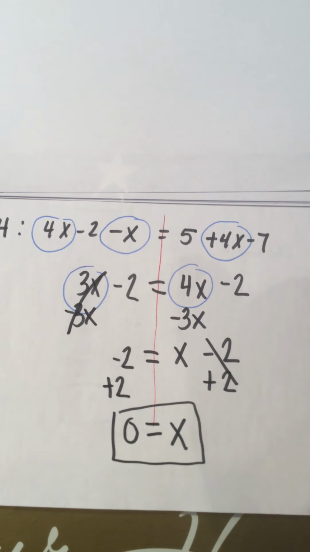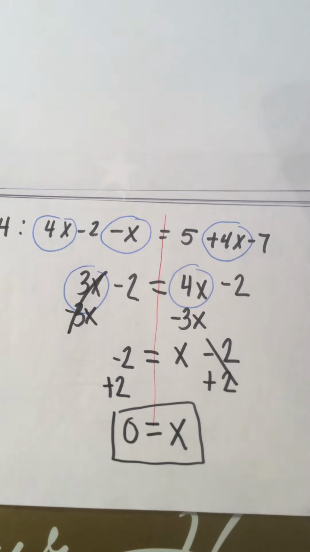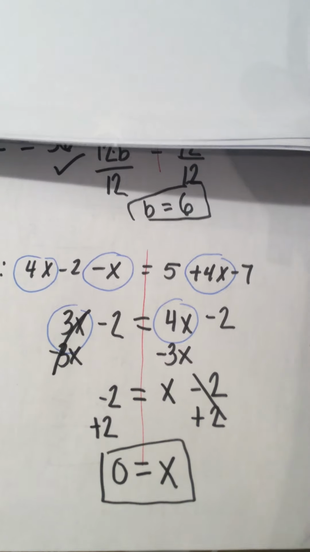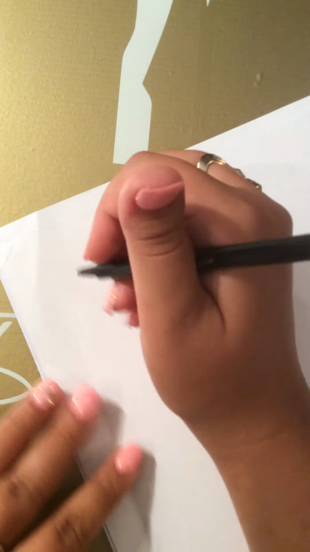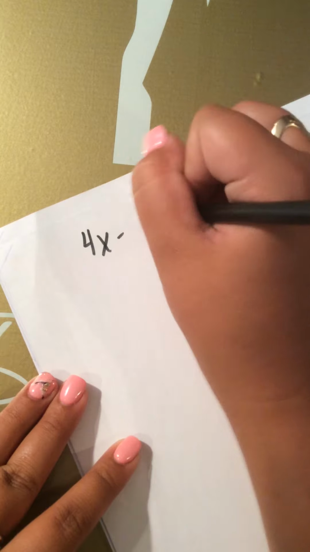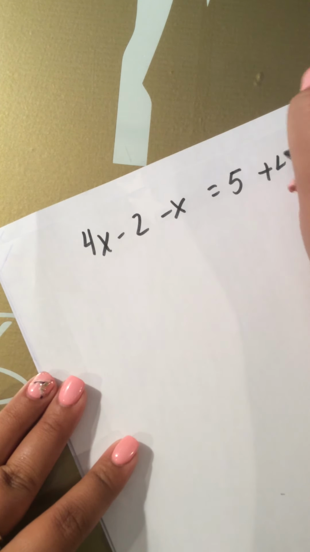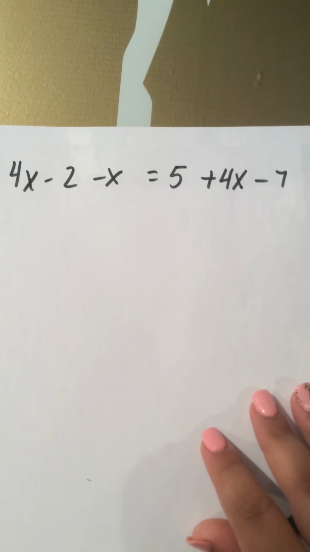Now, one thing I want to note, if you solve this a different way, let's say you move the 4x over. Actually, you know what? Let's just write this out real quick because that's going to help you guys. So give me a second. So for this one, you had 4x minus 2 minus x equals 5 plus 4x minus 7. Oops. Sorry, guys. I know it's kind of crooked.